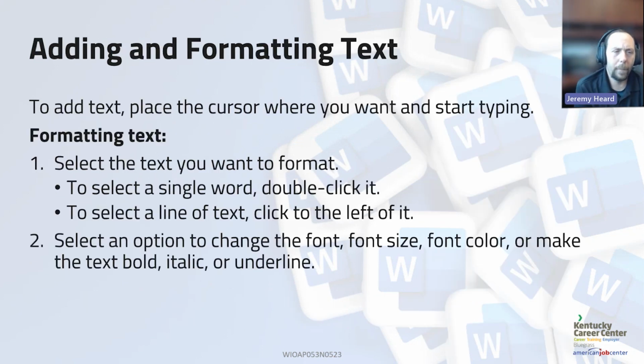If you want to add or format text, all you have to do is double click on the word or click to the left of the line if you want to do an entire line, and you can edit that word or that line of text simply by using the pop-up that pops up when you click on it. You can change the font size, font color, make it bold, italic, or underline. You can change any number of things with that text, and you can do that either for the entire document, or you can do it for a selection of text, or you can do it for a single word.